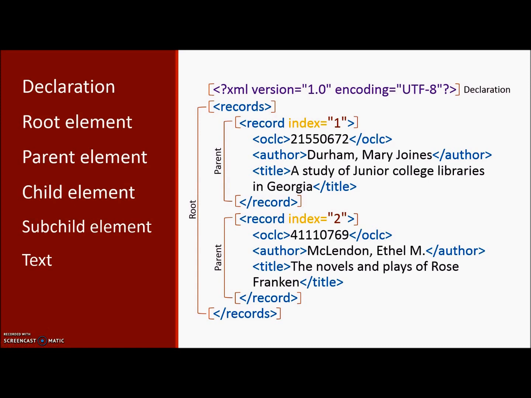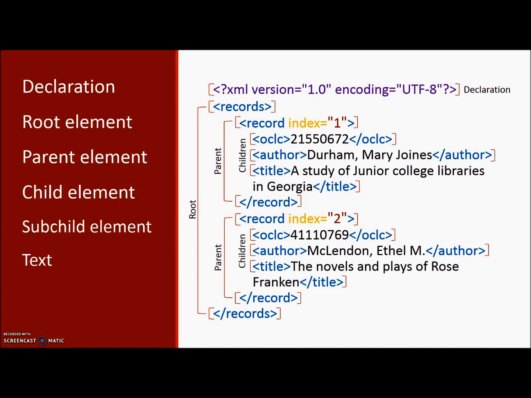Following the root element are the parent elements. They carry metadata about each individual record in this case. As the name suggests, it is the parent of the other elements. It does have children elements. In this case, the parent elements are the records, the individual records that are in the record collection. And they have children elements, which further describe them as parent elements.